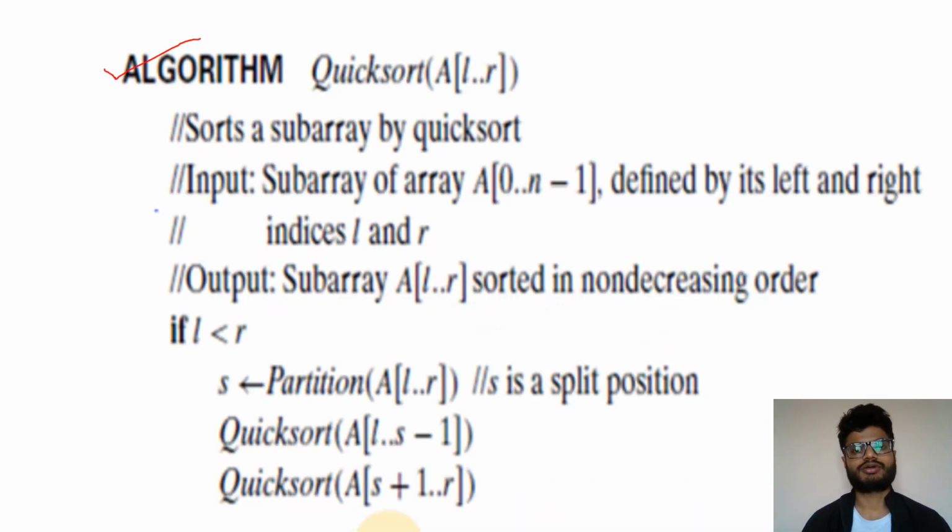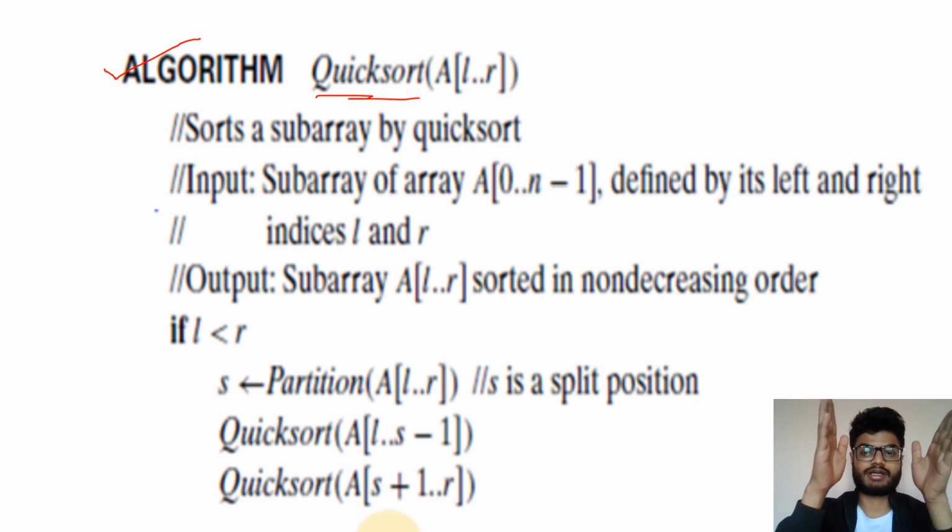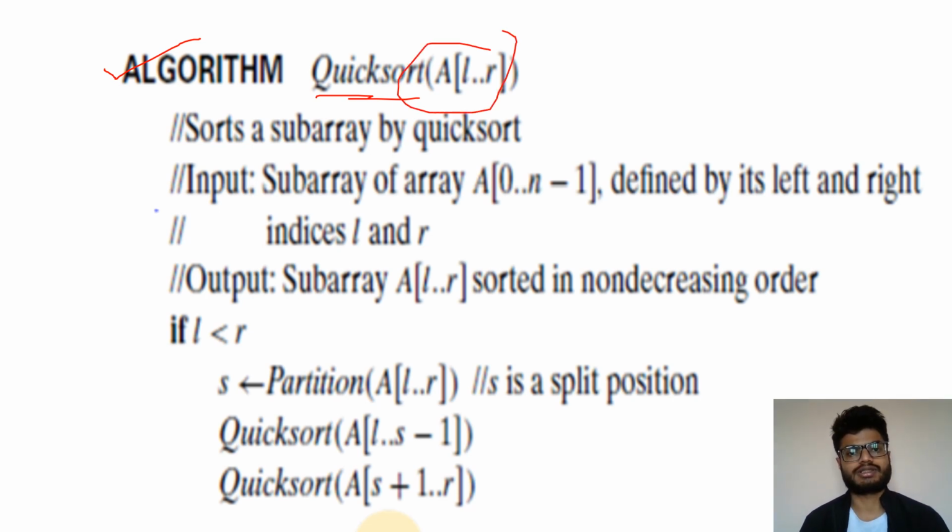So here is the algorithm of the quicksort. We can write quicksort A of left, right here, like we have said. Now we will take the array and divide it into subarray parts, small parts. So here the subpart is this A of left, right. It is a comment: sort the subarray by quicksort. Input is the subarray which is part of a main array which starts from 0 to n minus 1, and the output will be a subarray arranged in ascending order.